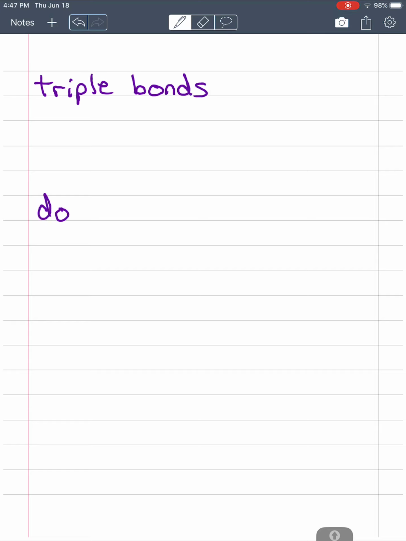Then we have double bonds. And single bonds. And your question might be, well, is there a quadruple bond? There might be somewhere, but I've never seen a quadruple bond. So we just go single, double, and triples. A quadruple bond, if there is one, would be very rare. So you're not going to run into that.